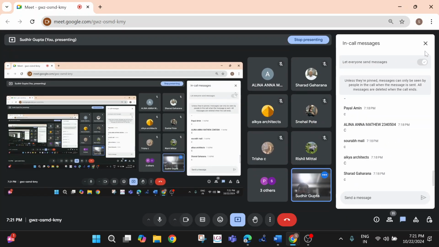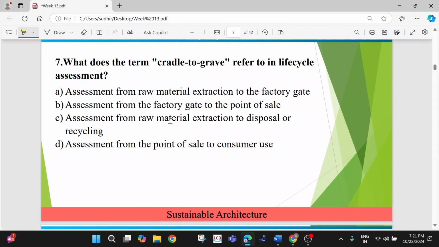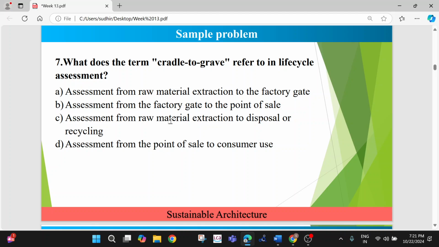C. Yeah. So this we have discussed in detail during the week-wise lecture, and option C will be the right answer for this question, and all of you have answered it correctly. This cradle to grave approach includes all the stages, starting from the extraction of raw materials through the disposal or recycling at the end of the product's life. So it provides you the comprehensive view of the product's entire life cycle. Fine. So can we move to the next question?